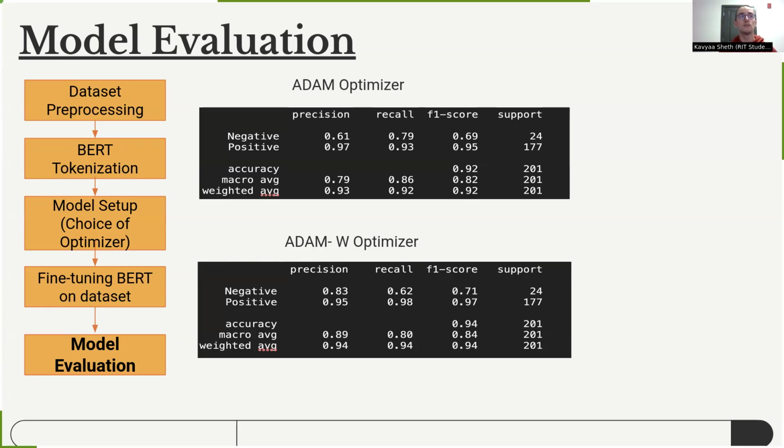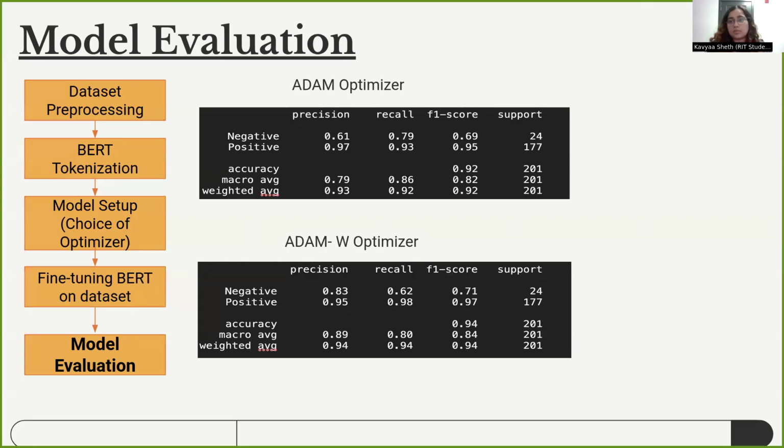So as a summary for the model evaluation, we can say that there are not big significant scores, but as you can see, we clearly made a difference in this optimization process.